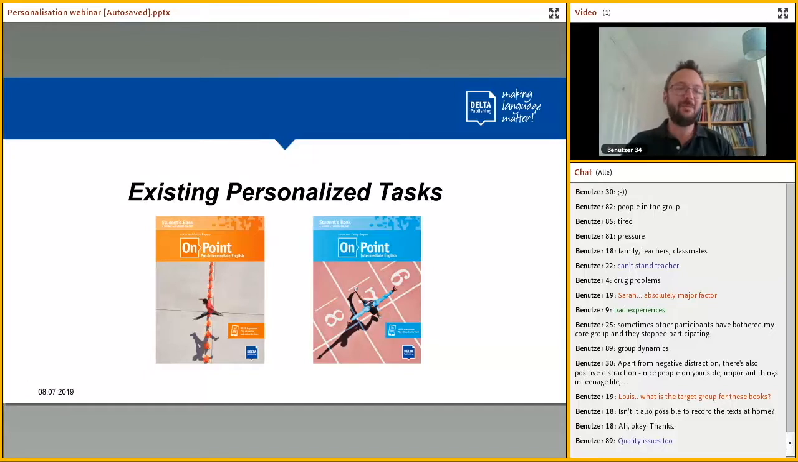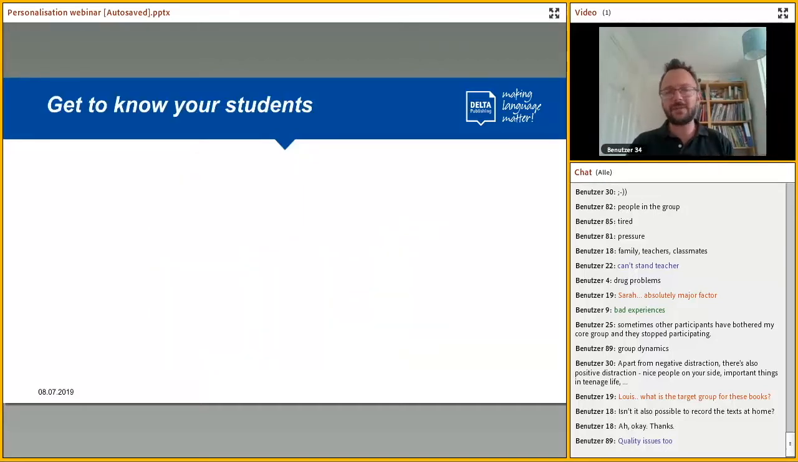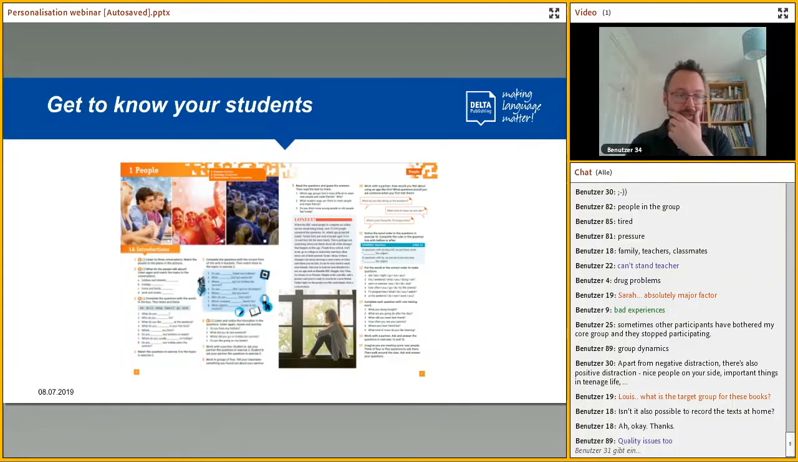So yeah, just look at a few of the personalized tasks from here and ways you could add or adapt or modify these to perhaps relate to your students more, and how some of them are already quite personalized.